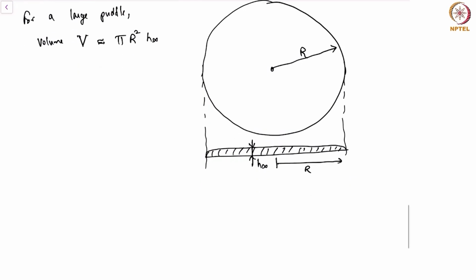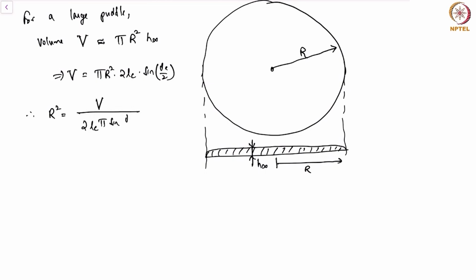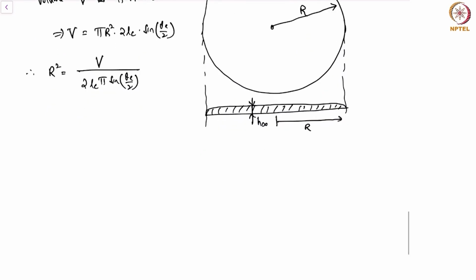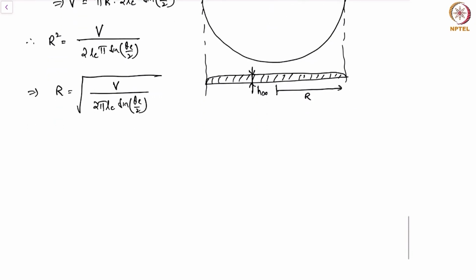Okay. Now we can immediately get the volume to be pi r square times 2 LC into sine of theta e by 2, and therefore I have the radius square is the volume divided by 2 LC pi sine of theta e by 2, or in other words, the radius of the puddle would be the square root of the volume divided by 2 pi LC sine of theta e by 2. This is the volume of the puddle.